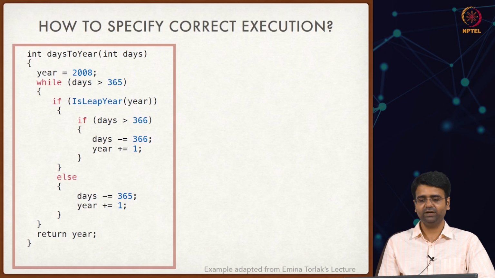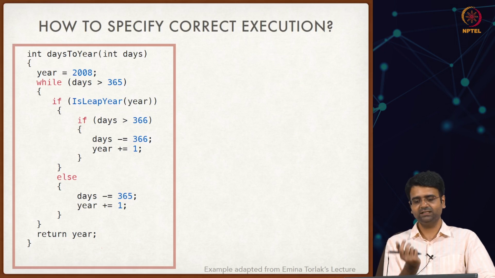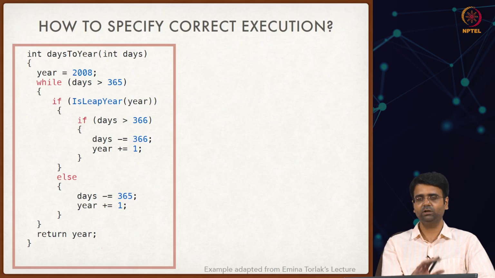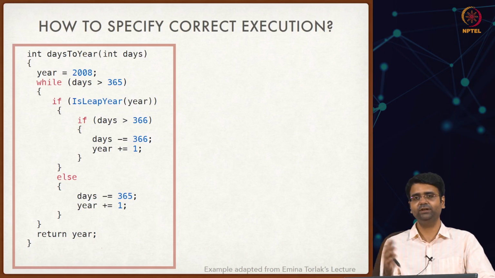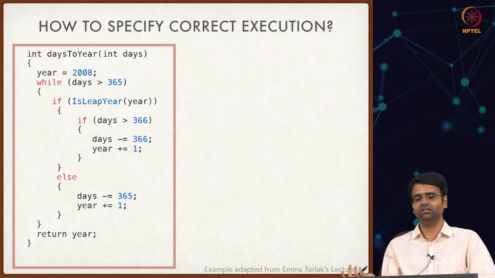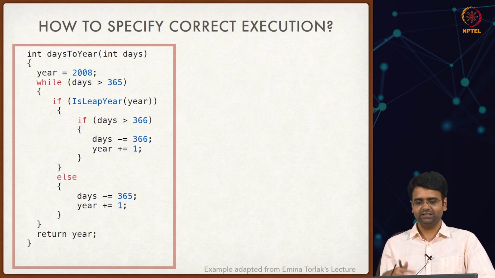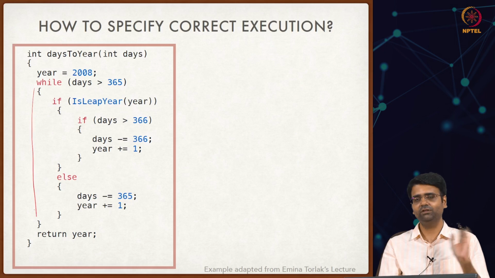So how to specify the correct execution? What is it that we want? We want to say that this code should never get stuck. That's a correct execution for us. Remember at the very beginning of this course, we had talked about specification. What should be your specification? The specification can be very complex, it can also be very simple. In this case my specification is very simple: this code should not get stuck, which means that this loop should not run indefinitely. It should definitely terminate. That's what I want to say.